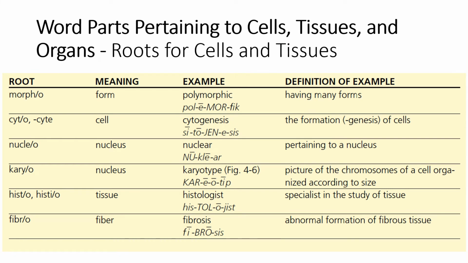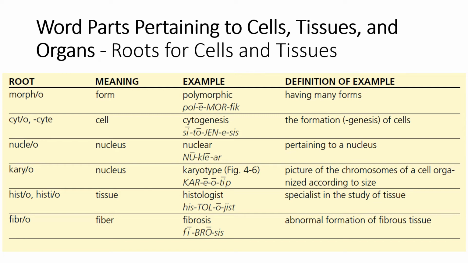Now we move to the roots for cells and tissues. We have morpho, which we encountered earlier, or morph, which means form. The example is polymorphic, which means having many forms. Poly means many or multiple, and morpho means form, so having many forms or multiple forms.